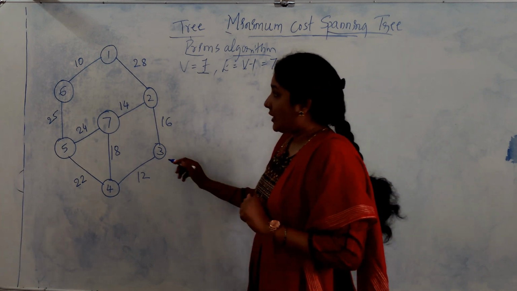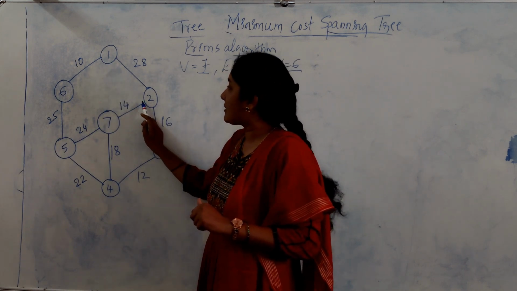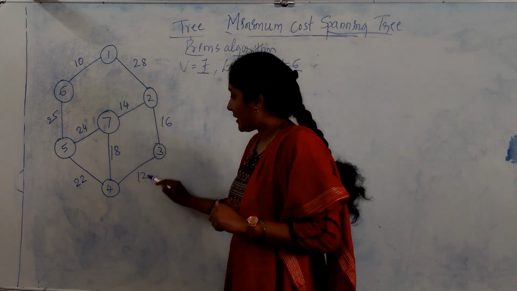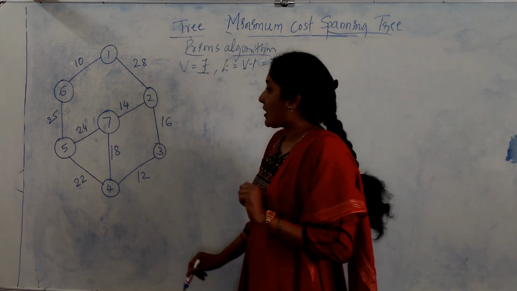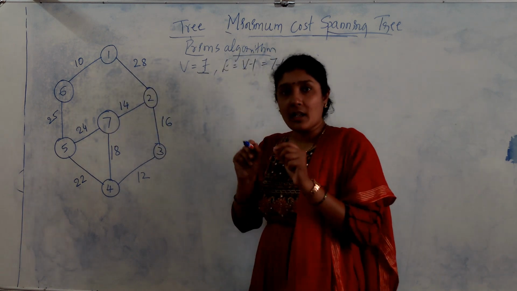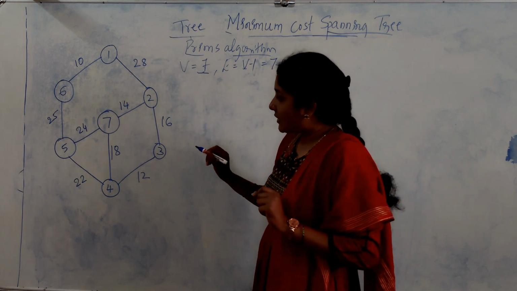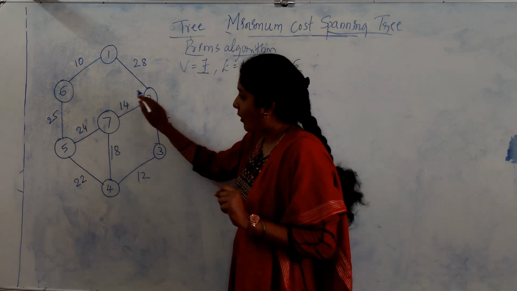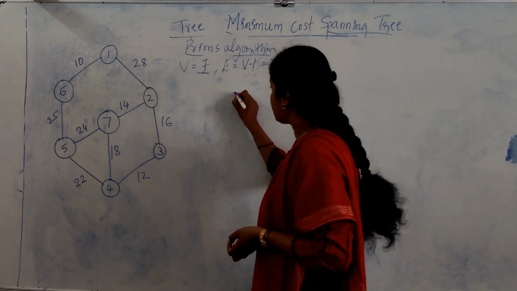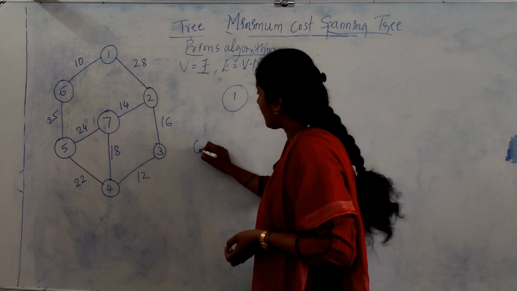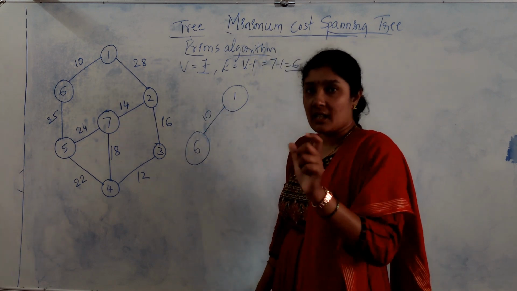Now, see here the cost, or you can say weightage, is already given between the vertices: 28, 16, 12, 18, like that different costs or weightages are given. Now, among these we have to consider the edge which has the lowest cost. Among all these, 10 has the lowest cost. Consider that edge first. It is between vertices 1 and 6. So this is 10. This is step 1.